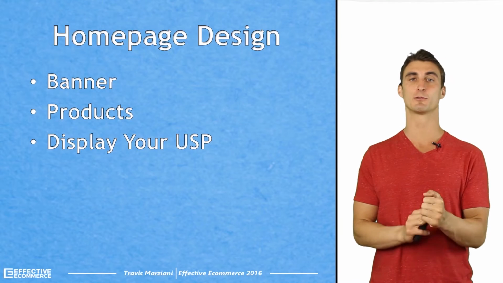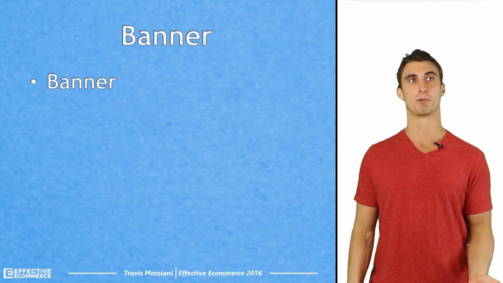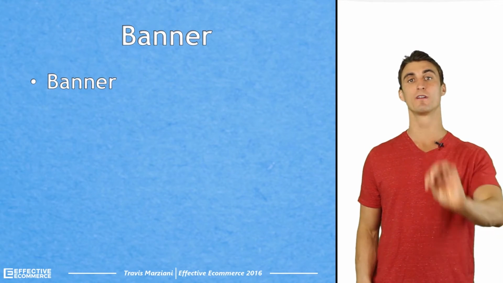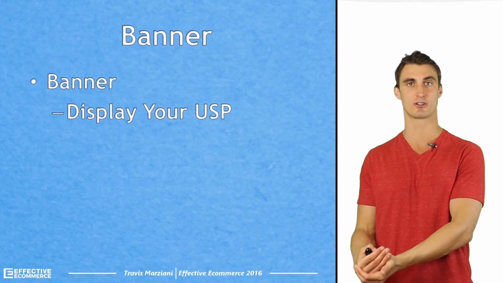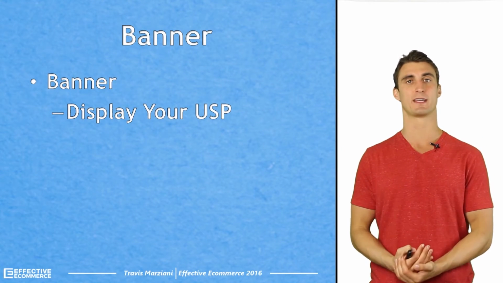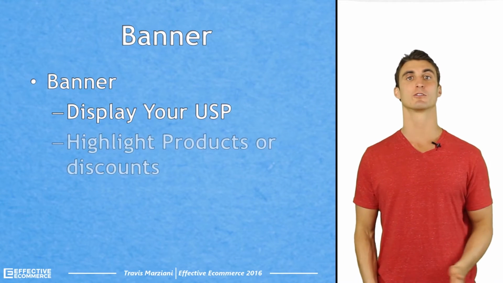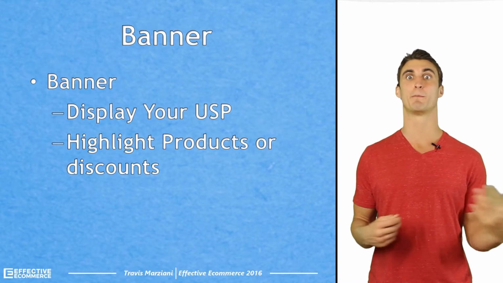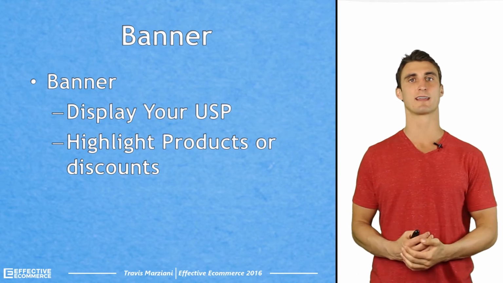The first thing people are going to see when they come to your homepage is your banner. I'm not saying you need to have a banner, but pretty much every e-commerce site has a banner, and there's good reason for it. One of the things you can do with your banner is display your USP, your unique selling proposition. Really hit people over the head with what makes your site special, why it is amazing. In addition to this, you can highlight products or discounts that you have. Maybe you have a new product that just came out and you really want people to buy it. Maybe one of your best-selling items you want to display on your banner. Maybe there's some kind of sale, things like that.